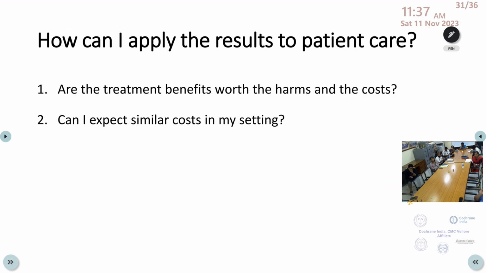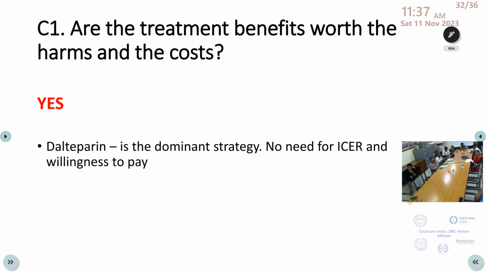So now finally, how can I apply the results to my patient care? The first question is, are the treatment benefits worth the harm and cost? The answer is yes. Dalteparin is a dominant strategy, meaning it was cheaper and showed a trend towards protection compared to unfractionated heparin. So that's why an ICER was not required. Normally for this question you would want to know the ICER and the willingness to pay threshold, so is it more than the country's GDP per capita? But for this one it's not required.